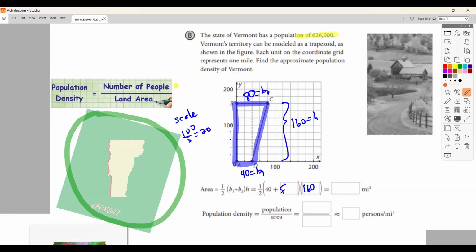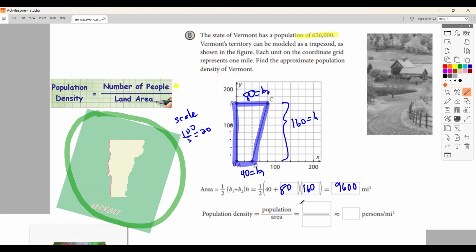So plugging into the formula, 40 plus 80 is 120. 120 times 160 divided by 2 is 9,600. So that is our area, 9,600 square miles.